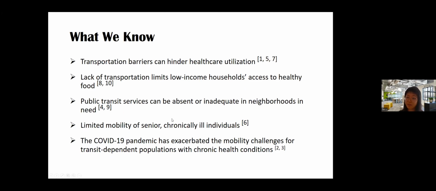So it's pretty well established in the literature that transportation barriers can be a determinant of healthcare utilization, and it can also affect how people get healthy food and other health-related services. We have these food deserts and public transit deserts, and especially for low-income people and chronically ill patients who might be more dependent on public transit, but these services tend to be inadequate in these segregated neighborhoods. And especially for the target population in our study who tends to be older, and they already have a lot of mobility constraints. And we also know in the past several years that the COVID-19 pandemic has added to their mobility challenges.